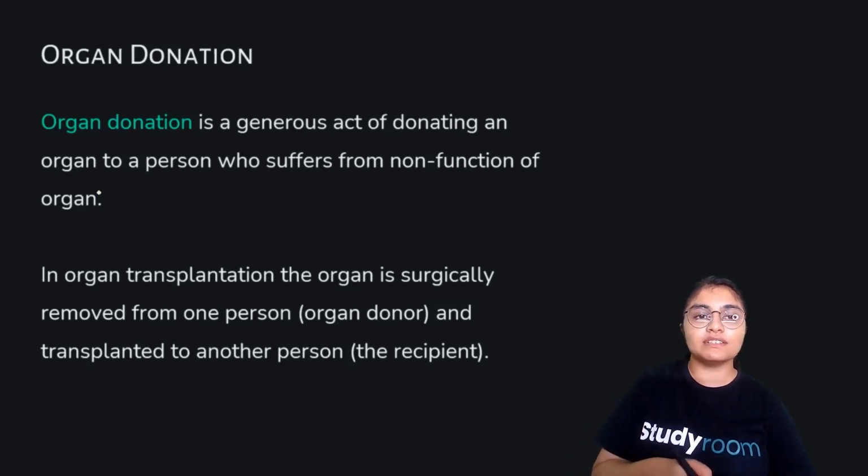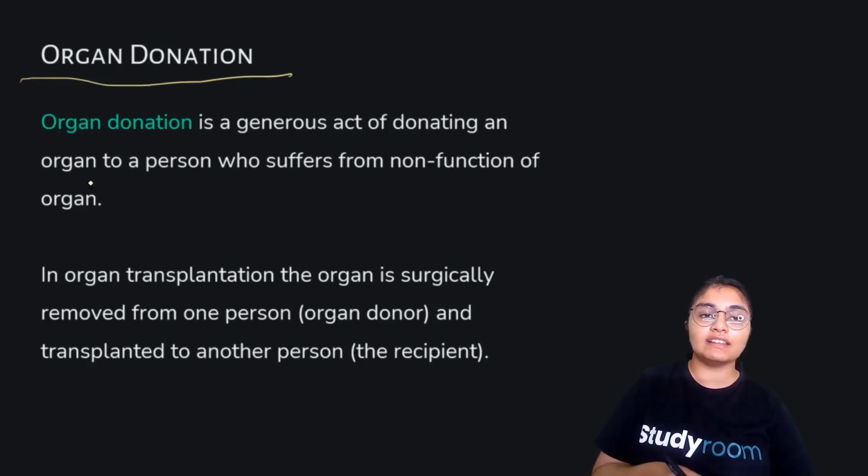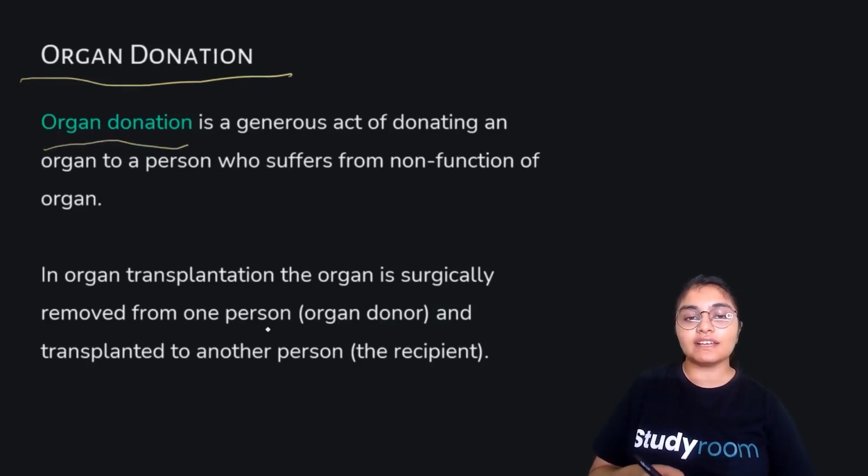So the process involved is known as organ donation. Organ donation is a generous act of donating an organ to a person who suffers from non-function of an organ. When kidney failure happens, the other person donates his organ, and that process is called organ donation. In organ transplantation, the organ is surgically removed from one person, the organ donor, and transplanted into another person, as we discussed before.